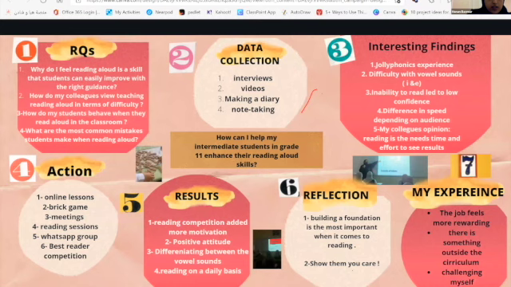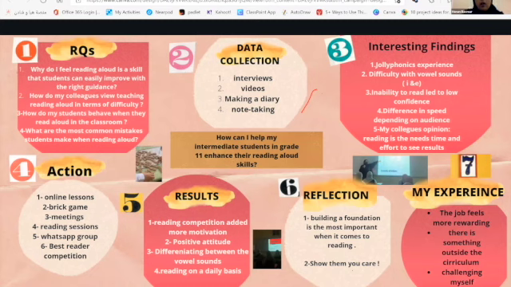As for my data collection, I used the most common tools such as interviews, videos, making a diary, and note-taking. I reached very interesting findings, such as that it is very important for a teacher to have jolly phonics experience. And I say this because the educational system in Oman has changed, and we didn't have jolly phonics. It was implemented recently. So my students are now in grade 11, so they didn't have the chance to learn jolly phonics, which is a much more direct and easy way of learning the sounds of letters.